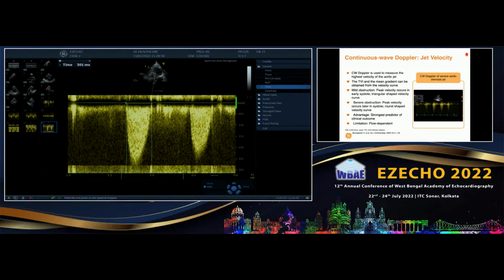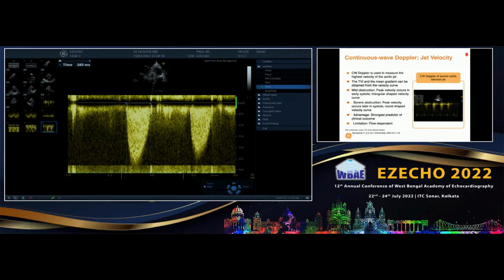So what more do you want? How much is it? 285 milliseconds, so that is 0.28 seconds. So 50 ml divided by 0.28. How much is it? Around 200 ml per second is the flow rate.